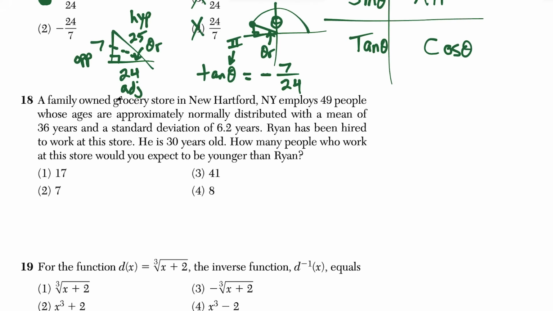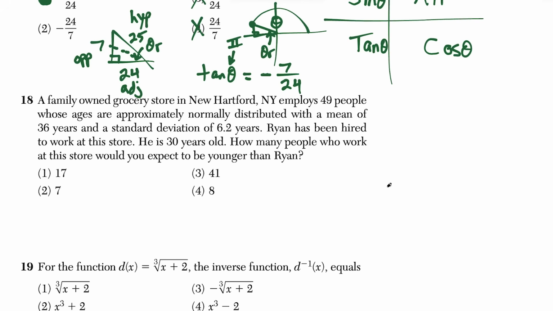Question 18: a family-owned grocery store in New Hartford, New York employs 49 people whose ages are approximately normally distributed with a mean of 36 years and a standard deviation of 6.2 years. Ryan has been hired to work at this store. He is 30 years old. How many people who work at this store would you expect to be younger than Ryan?